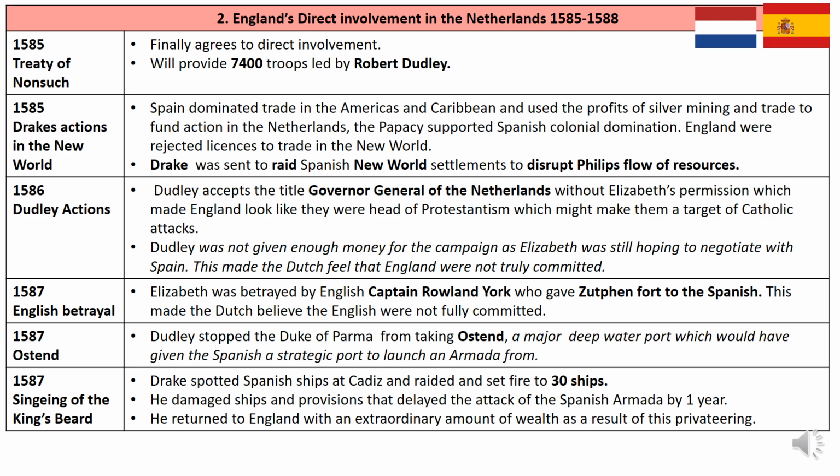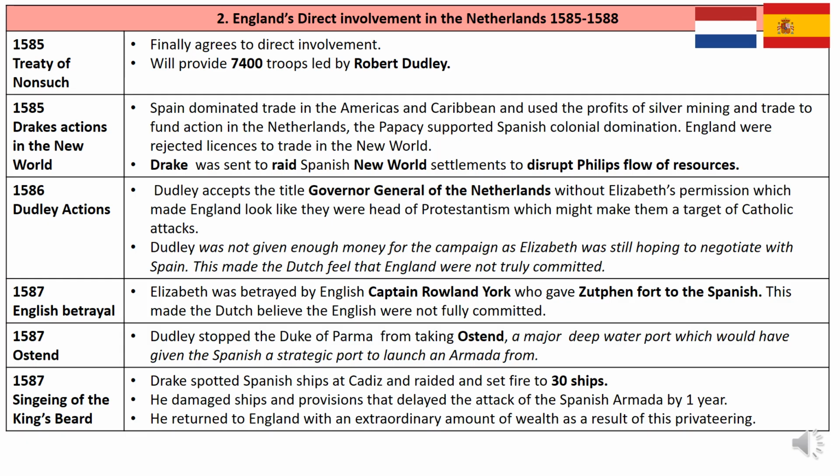Next, we have England's direct involvement with the Netherlands, 1585 to 1588. So 1569 should be a date that's burned into your brain because it is the date of the first Catholic rebellion against Elizabeth in England. So really important date. Just like that, this one is also an important date, 1585, the Treaty of Nonsuch.